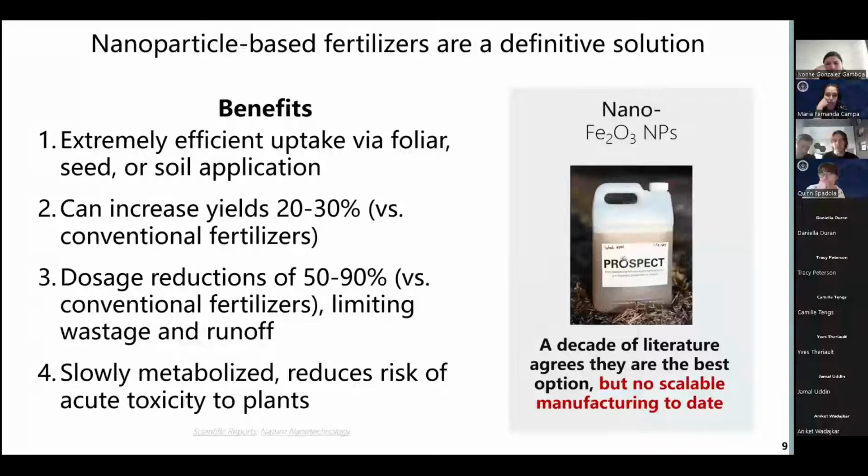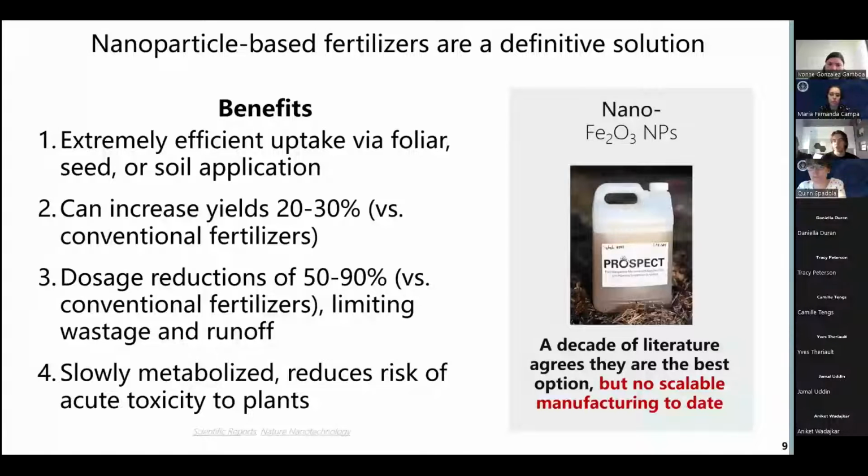Like if you told somebody you're going to increase their crop yields by 20%, they're not going to believe you. You can have these big dosage reductions, which go a long way for addressing a lot of the environmental impacts of this technology. And also nanomaterials are generally slowly metabolized by plants, which is often a good thing because when you dose fertilizers, especially micronutrients, if you dose them incorrectly, it can cause acute toxicity to the plant. And because micronutrient nanofertilizers metabolize slowly, to draw a COVID analogy, you flatten the curve of the uptake, and so there's less risk of toxicity.